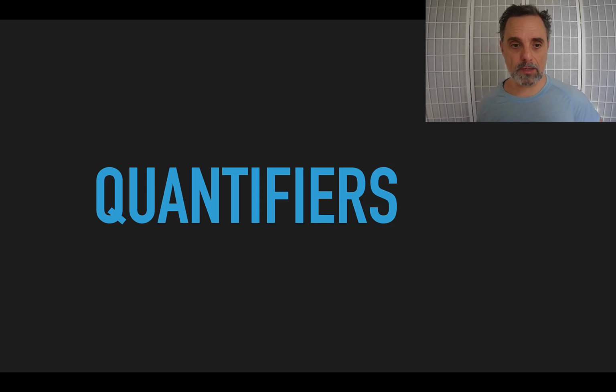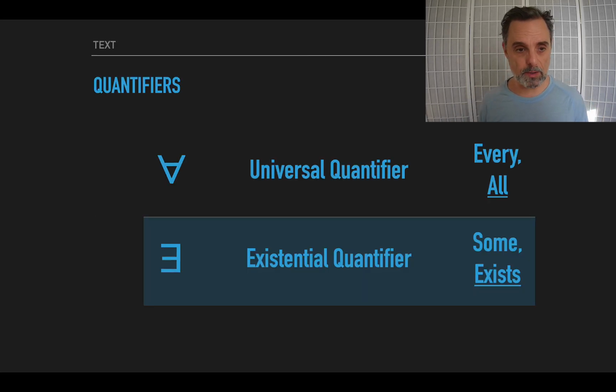All right, so let's get into some quantifiers. Let's remind ourselves we have the two quantifiers, the upside down A and the backwards E. Upside down A is the universal quantifier, meaning every or all, roughly. Backwards E is the existential quantifier, roughly meaning some or exists.